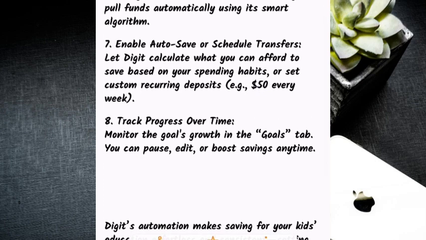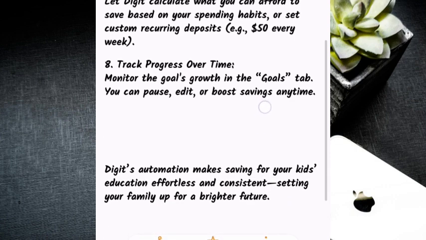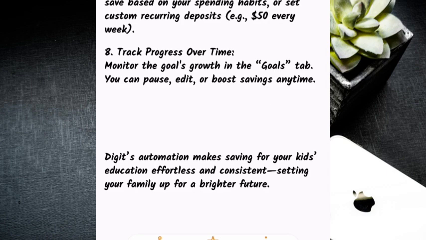Next, track progress over time. So you can go ahead and monitor the goal's growth in the Goals tab. You can always pause, edit, or boost savings anytime. Digit's automation makes saving for your kids' education effortless and consistent, setting up your family for a brighter future.